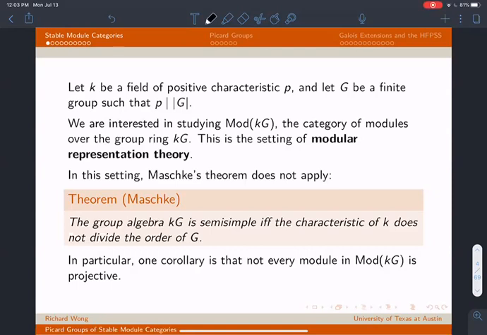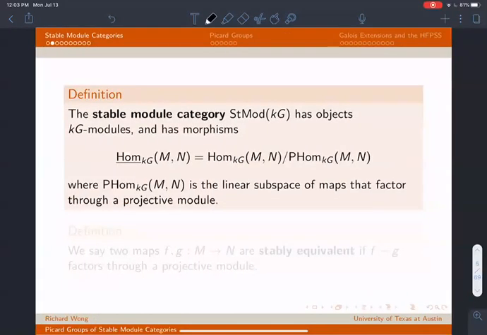what happens if you quotient out, if you kill off all of the projective modules? The answer to that question is you obtain the stable module category. This category has objects KG modules, and the morphisms in this category are given by the module morphisms, but now you're quotienting out by the homomorphisms that factor through a projective module. So in this way, you're quotienting off or killing off or localizing away these projective modules.